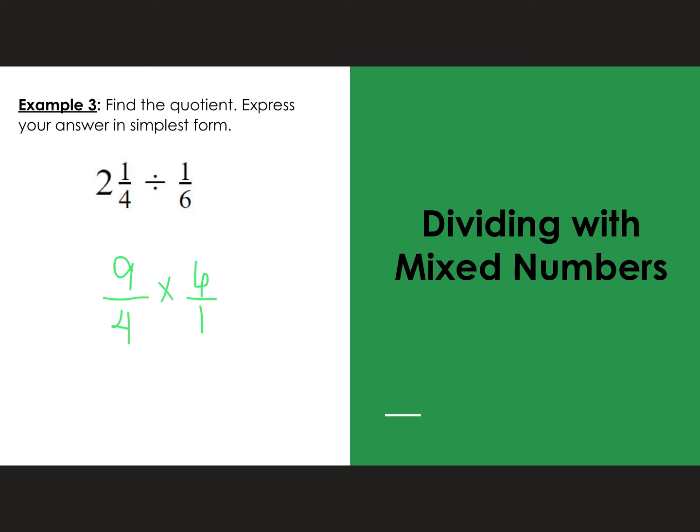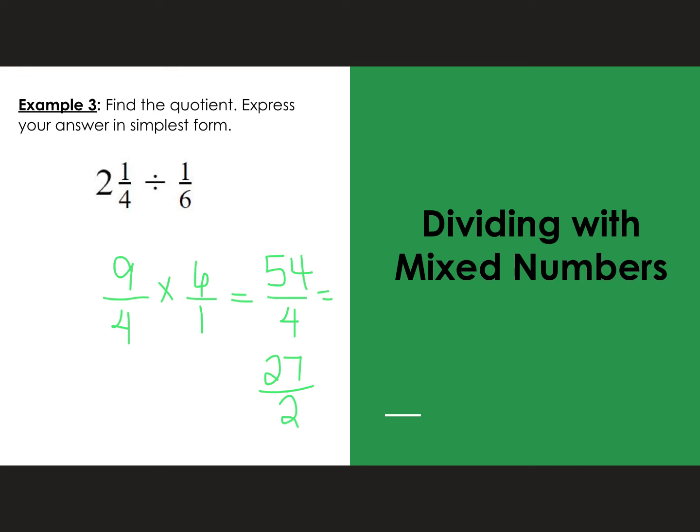So I have 9 times 6 is 54 over 4. 4 times 1 is 4. I can reduce that. How do I know I can reduce that? They're both even, which means I can at least divide by 2. So we'll start by dividing by 2. 54 divided by 2 is 27. 4 divided by 2 is 2. So it's 27/2.